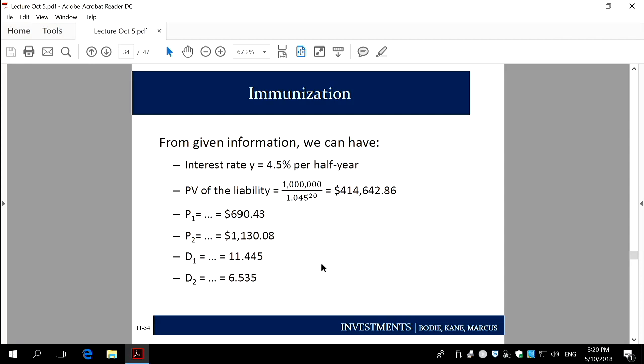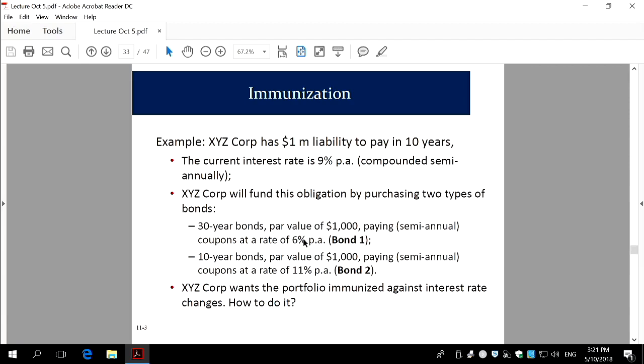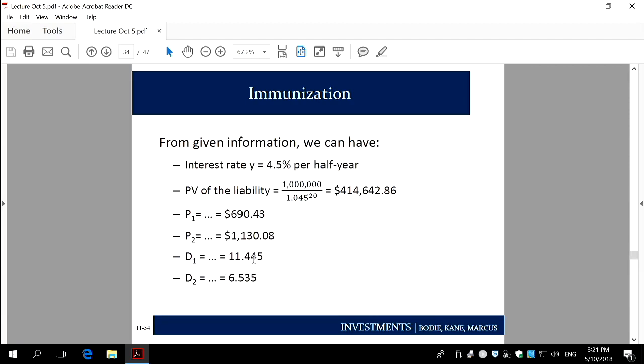So what's the duration of the asset? First, we need a step-by-step calculation. The interest rate is given as 4.5% per half year. So the present value of liability is very easy to do. And given all this information, the bond price can be calculated. Bond 1, bond 2, and duration can be calculated. I just skip that because given all this information, it's easy to get all those numbers. So the duration of bond 1 and bond 2 are easy to get.